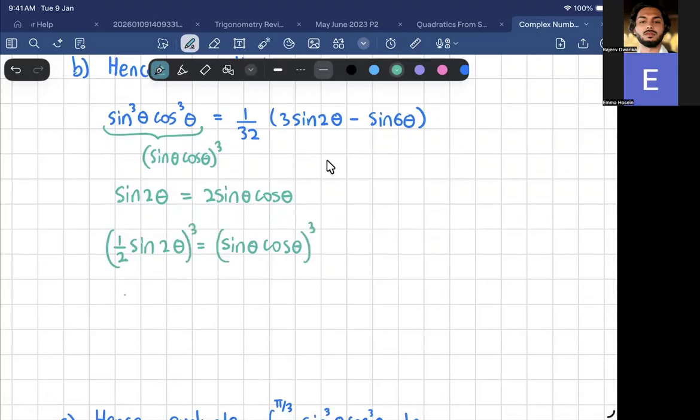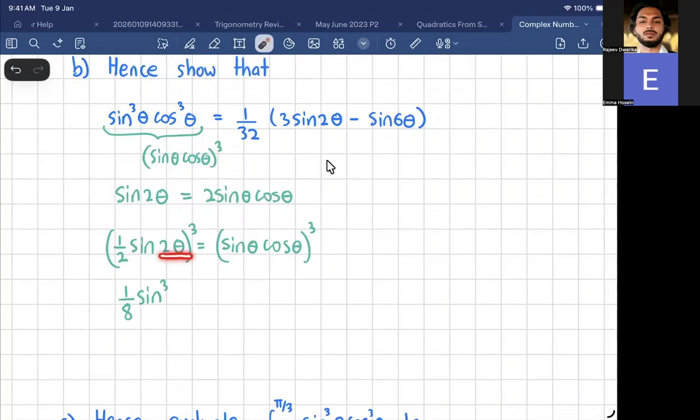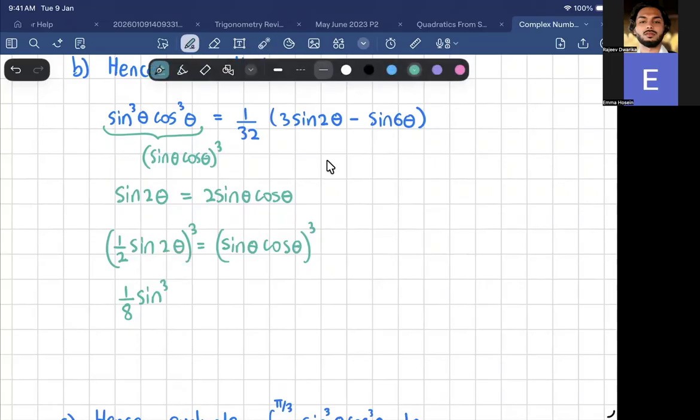If we cube both sides, we're going to end up with 1 over 8 sine to the power 3. And Emma, are we going to raise 2 theta to the power 3 as well? No, because 2 theta is just the input, right? That's like where you put an input into the trig function. That's just our input. So we're not touching that.